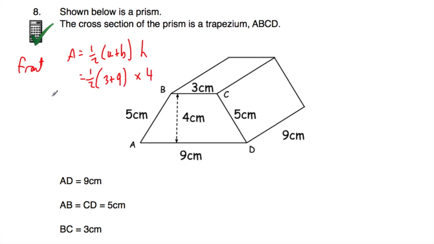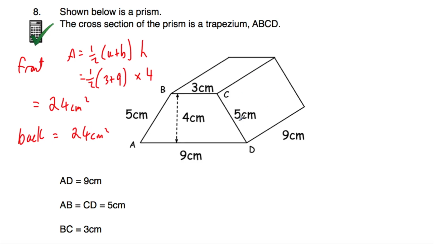Okay, so to find the area of that trapezium, we just need to type this into our calculator. And when we do that, we get an answer of 24 centimeters squared. So that's the area of the front. The back will have the same area as well, so the area of the back will also be 24 centimeters squared.